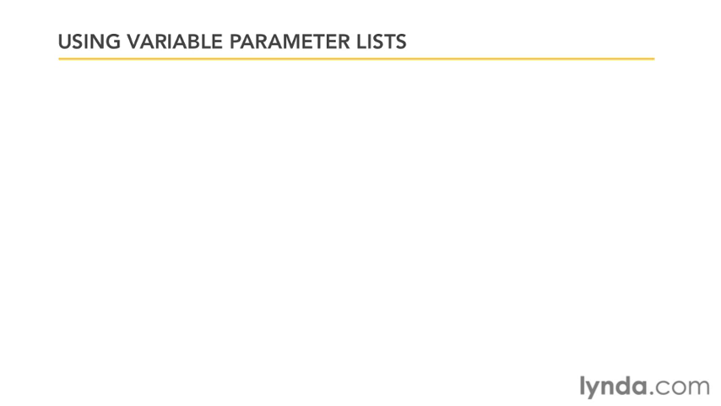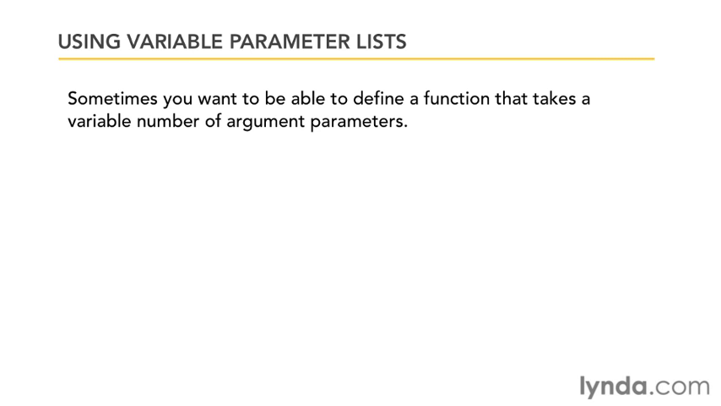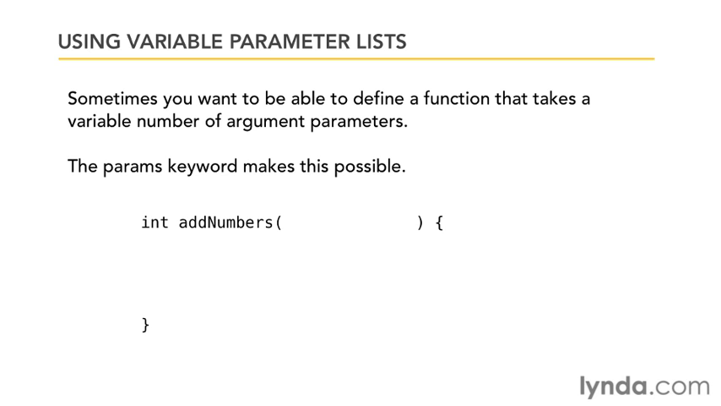And we're going to start off by looking at something called variable parameter lists. Variable parameter lists are useful because there's going to be times when you want to create functions that take a number of arguments that you don't know in advance. And the way that you do this is by using the params keyword. The params keyword allows you to define a parameter list for a function that takes a variable number of parameters. And it looks something like this.